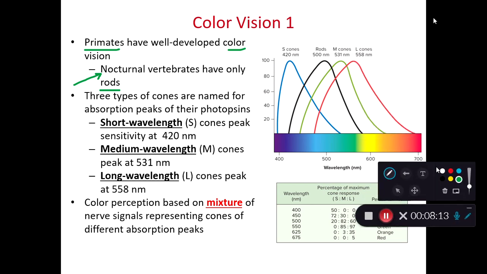And as we look at cones, we as human beings have three kinds of cones in our eyes. We have 1, 2, 3. The S, M, and L stand for short wavelength, medium wavelength, and long wavelength. We as human beings have cones that have peak absorption spectra at 420 nanometers, 531 nanometers, and 558 nanometers. And I'm going to clear the screen for us for a second here.